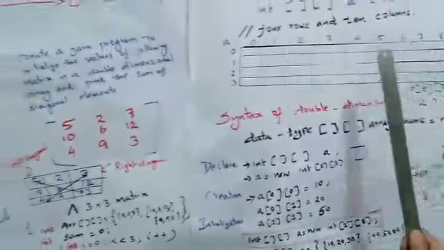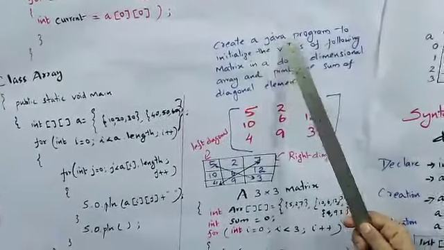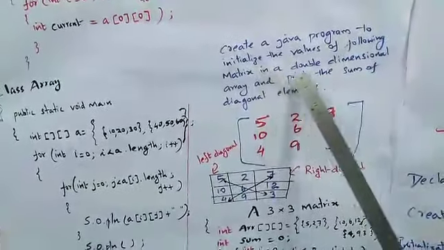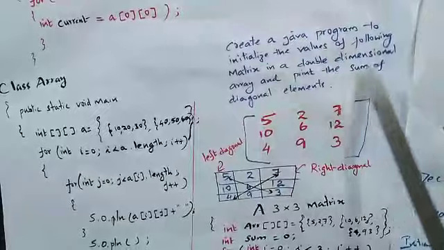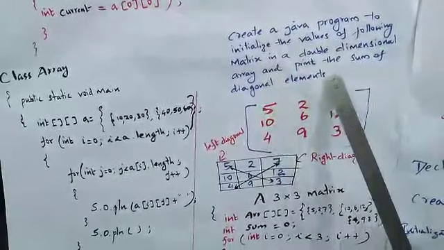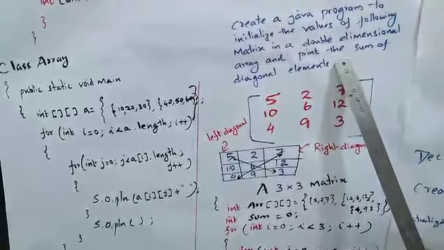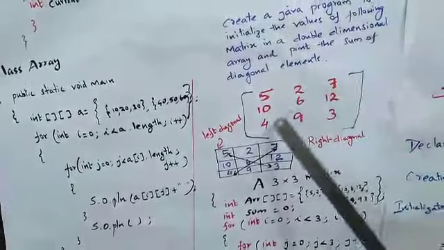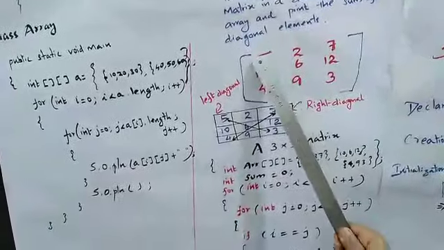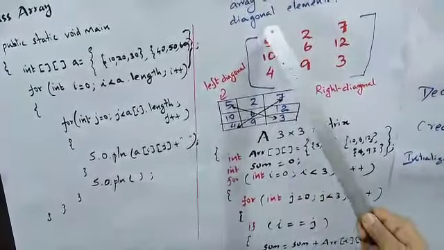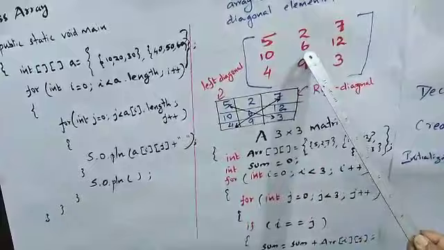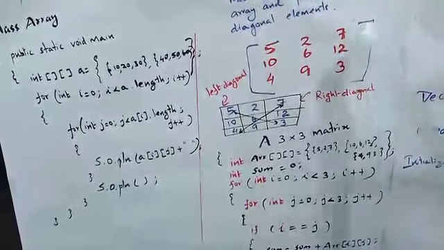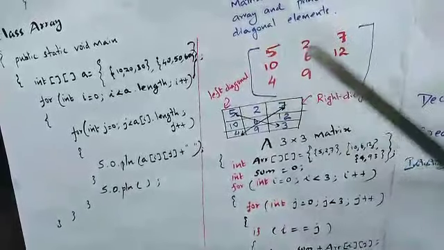Now there is one simple program. Create a Java program to declare the values of the following matrix in a double dimensional array and print the sum of diagonal elements. You know the diagonal in maths you have studied. That means these are the elements you have to sum, the left and right diagonal. 5, 6, 12. 5, 6, 3. This was which side? Left. And this was which side? Right side. Do the sum.